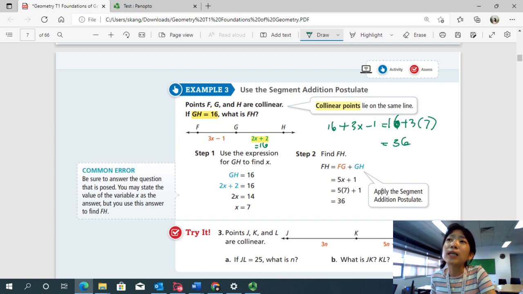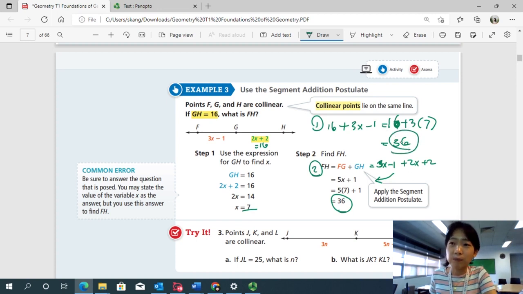But what are we doing here? We're applying the segment addition postulate, and we're adding the expressions together first. So 3x minus 1 plus 2x plus 2 will be 5x plus 1. If we add the like terms, 3x plus 2x is 5x, 2 minus 1 is 1. And then we know that x is 7. You can substitute that into your x and solve for the expression to get 36. So you can use method 1 or method 2, but you should get the same answer. Okay?